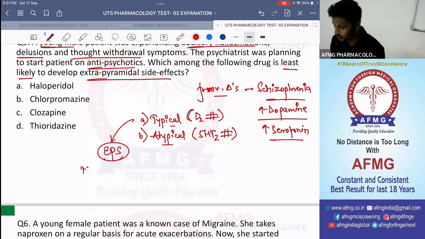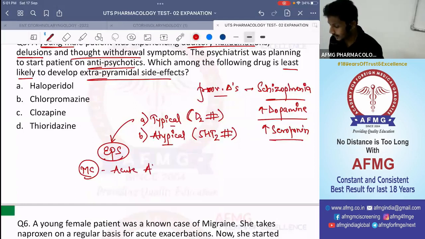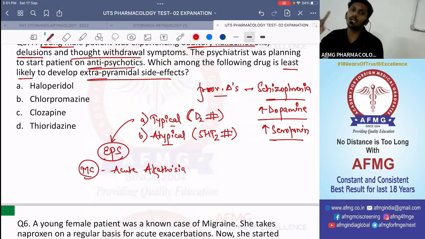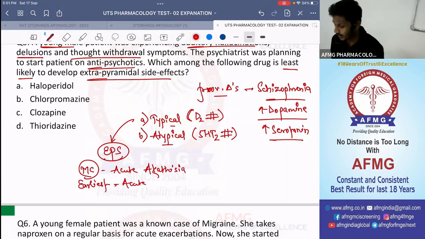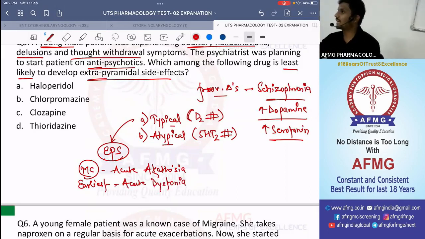If they ask you which is the most common extrapyramidal side effect, the answer is acute akathisia. Please remember the most common. But if I ask you the earliest one, then your answer would be acute dystonia. So the most common extrapyramidal side effect associated with typical antipsychotics is acute akathisia, when the patient would be absolutely restless and will keep on walking throughout the room.